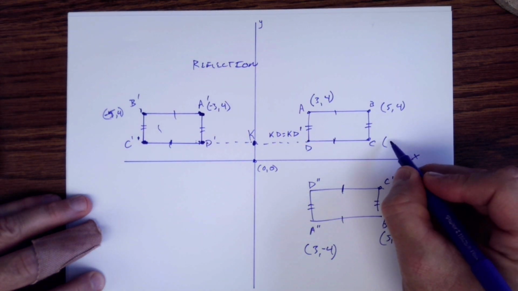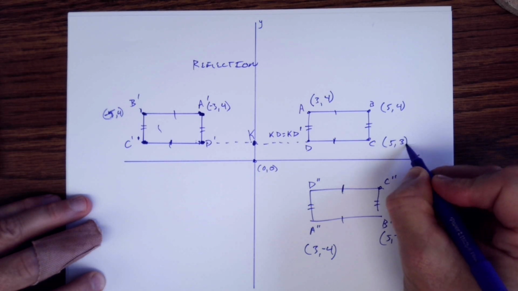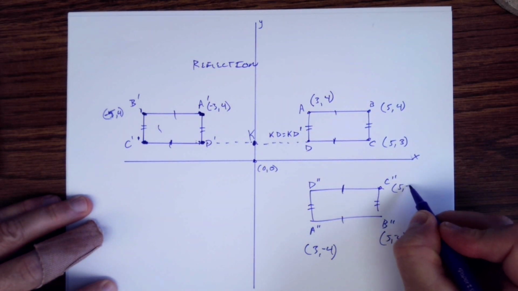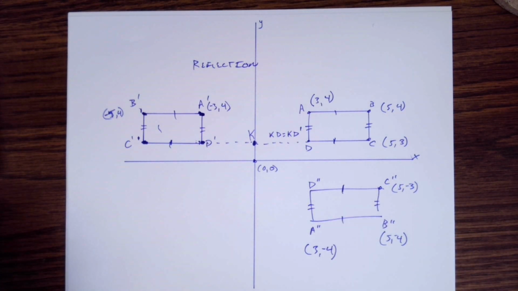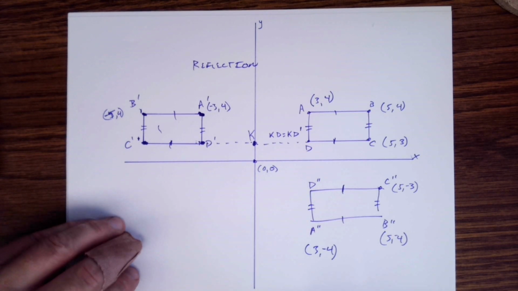So again, maybe you want to pause this one and say this would be 5 units over, and let's just say it is 3 units up. So what would C double prime be? Well, that would be 5 over and -3. So it's still being moved the same amount, but it's being moved in the opposite direction. Okay, so this is how reflections work.